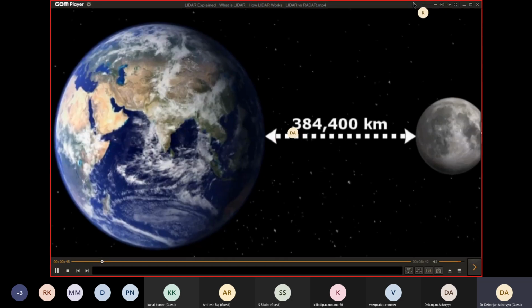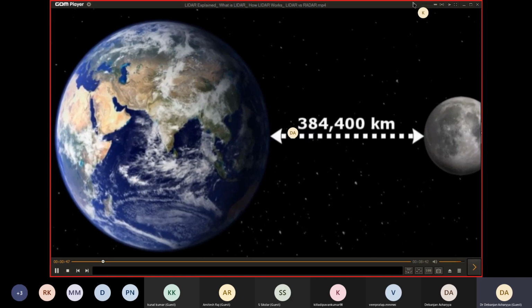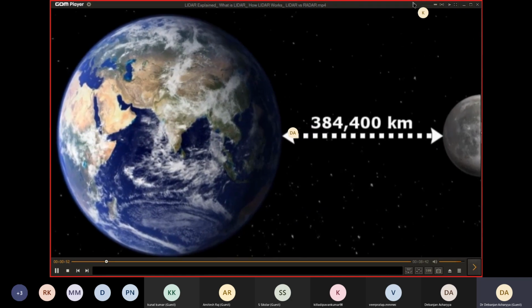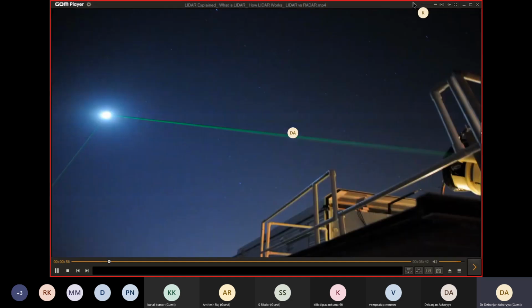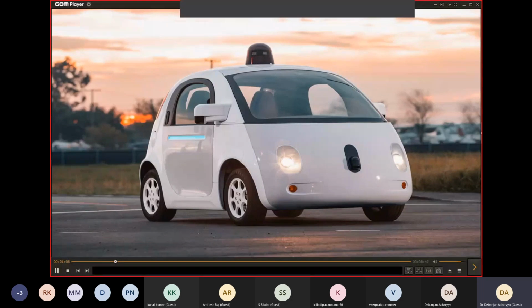So now this is not a new technology, and in fact it has been used for more than 50 years. In the 1960s, it was first used to measure the distance between the moon and the earth using lasers. And nowadays, it is being used in so many applications. And maybe in the future, you will see that your self-driving car will be equipped with this LiDAR system.